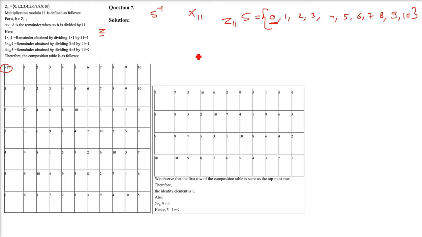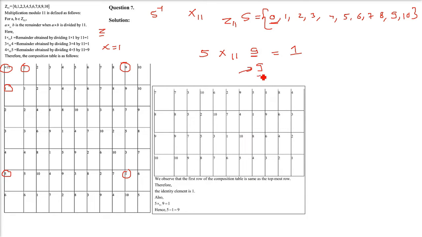Now the question is the inverse of 5. Inverse means when we operate 5 with a certain element, that should give you an identity element. How to find the identity, as we just saw, is 1. Why? Because the first and second row are exactly similar, the first and second column are exactly similar because the operation is with 1. So identity is 1. So 5 operated with a certain value should give you 1. In the 5 row and 5 column, just see where 1 is coming. 9.